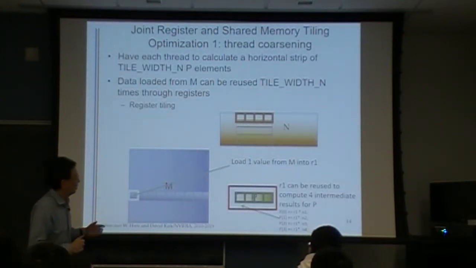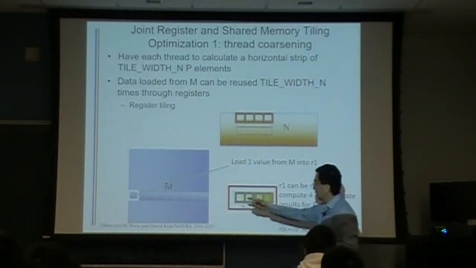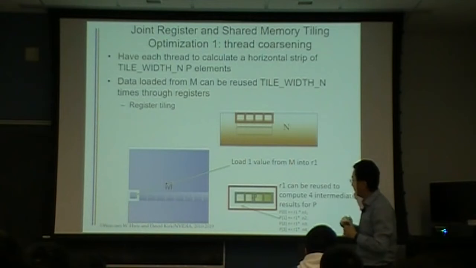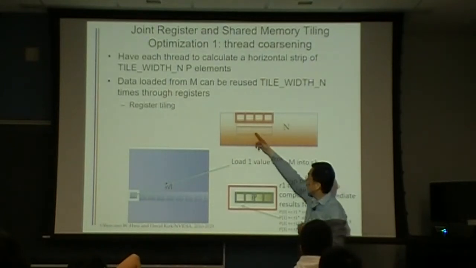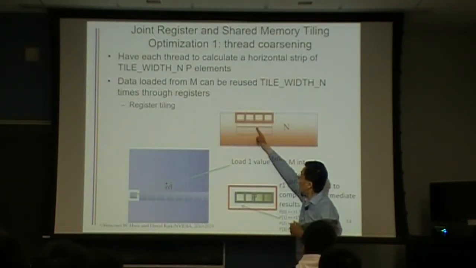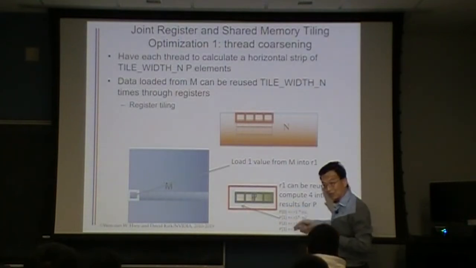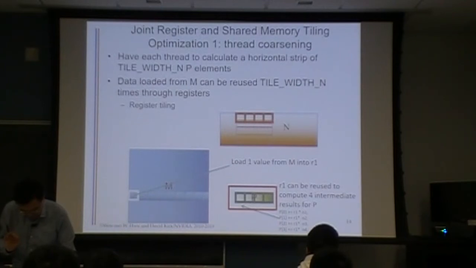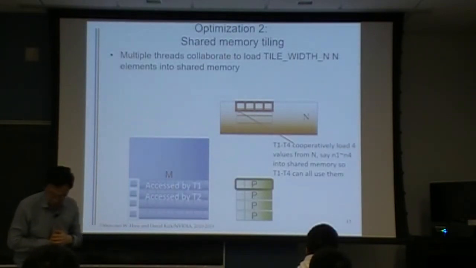So here, essentially what we do is we load, let's say, this element into R1 of the thread, and then R1 will be used to calculate with the shared memory elements, let's say N1, N2, N3, N4, and then we do one step of the P element. Nothing new here. I'm just summarizing what that first one was. So it's register tiling as the first step.